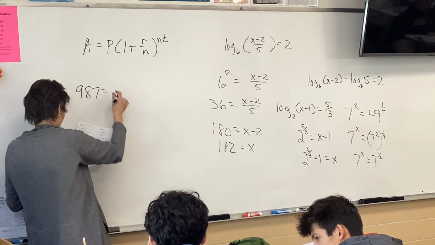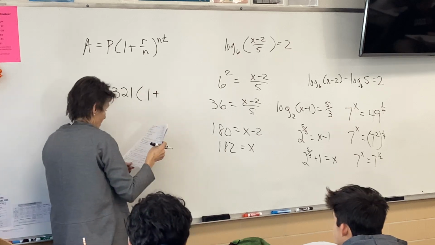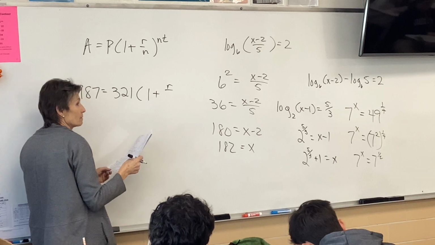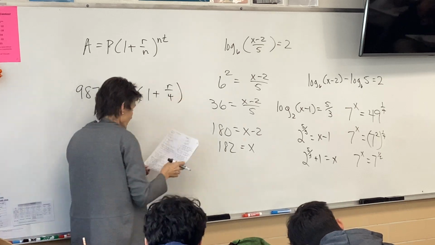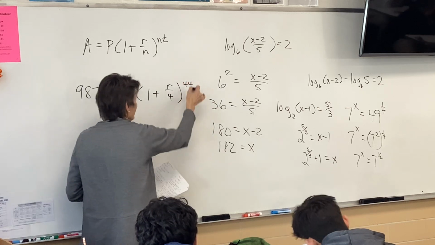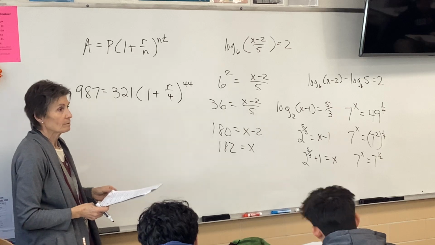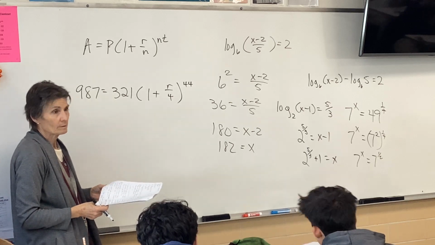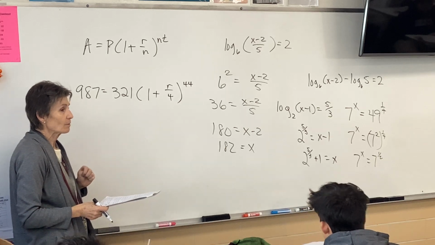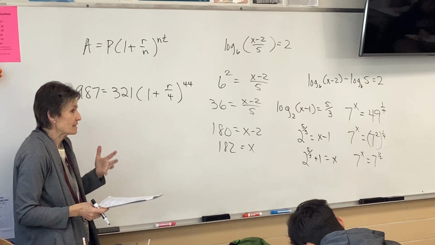987 equals 321 times (1 plus r over 4) raised to the 44th. Why is it 44th? It's 11 years times 4. Quarterly is 4, and then times 11. All right, is that okay? Everybody got that set up? Okay, that's easy. That is not difficult at all.